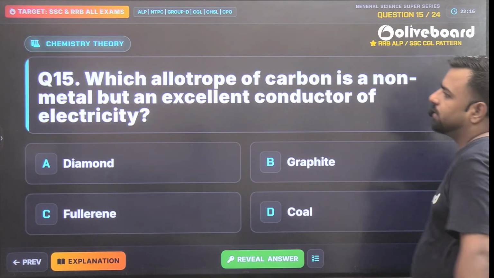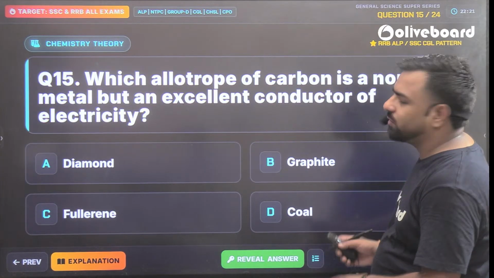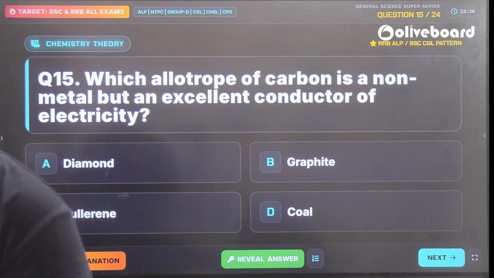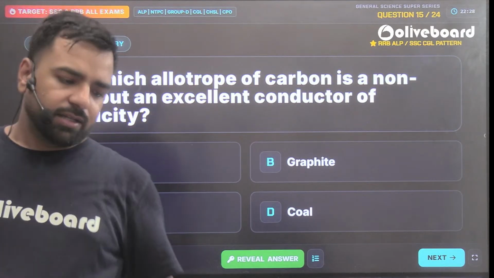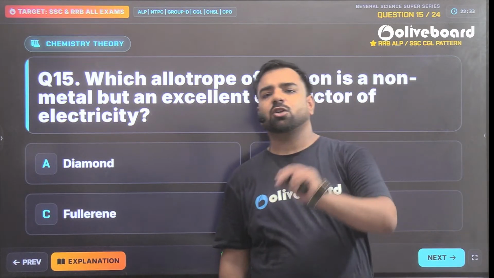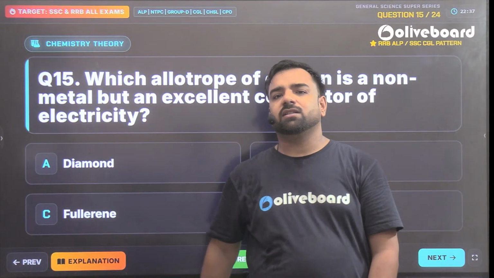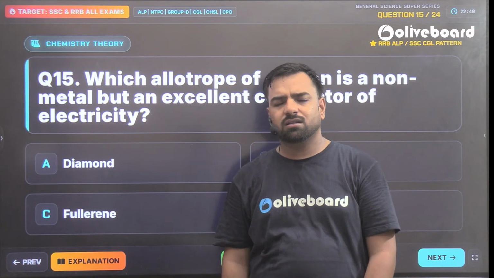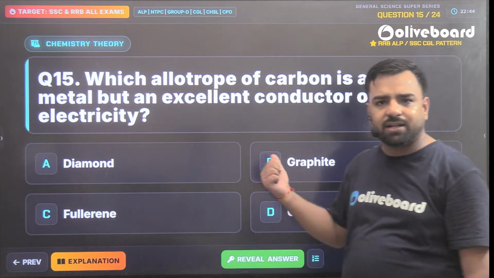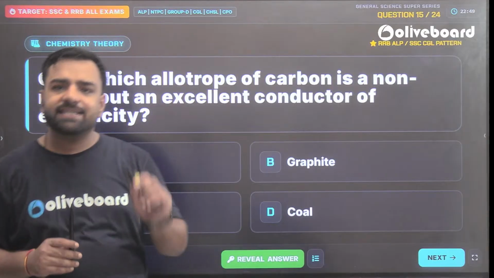Next, which allotrope of carbon is a non-metal but is an excellent conductor of electricity? What do you think should be the correct answer? So, Mr. Manoj, Shubham, and official Harry. Here, the important point is that all the non-metals are bad conductors of electricity. Mark my words. So that means we are talking about an exception here, right? Yes, that's an exception, and you must remember, graphite is an exception.